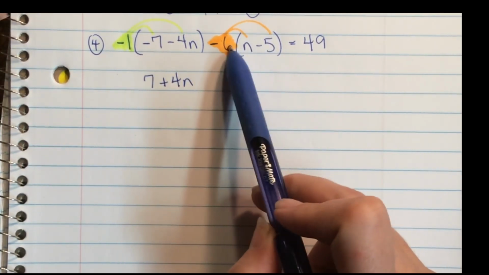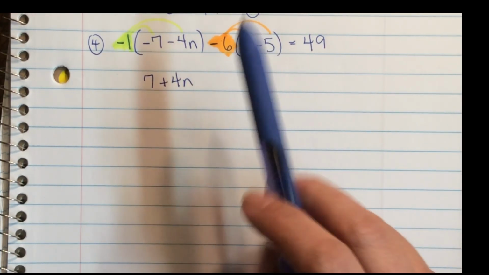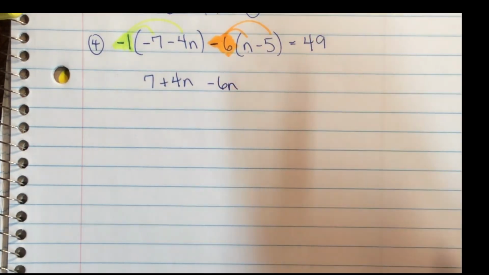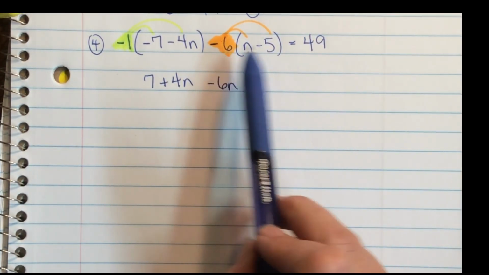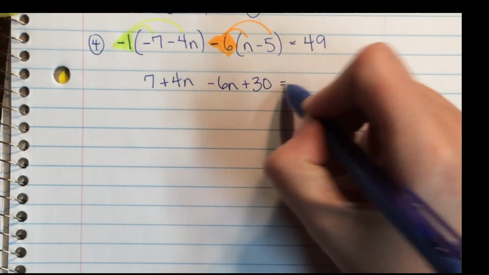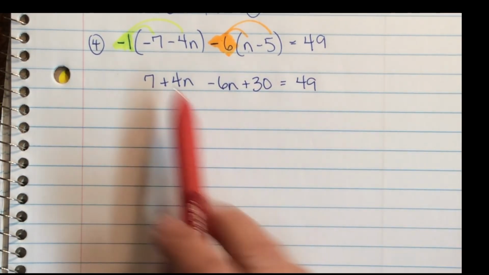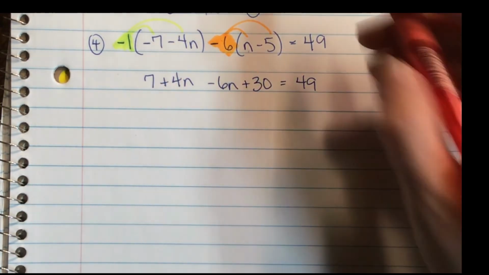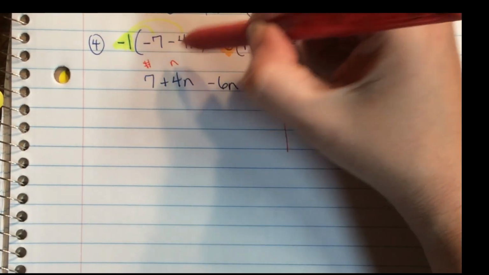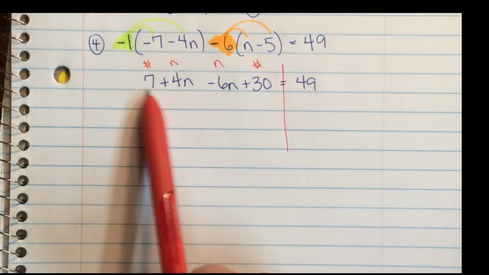Now the negative 6, not only is it going to change the sign, but it's also going to be multiplied by 6. So negative 6 times n is negative 6n. Negative 6 times negative 5 is positive 30. And now I have this that I have to clean up. I'm just going to label everything. I have a number, an n, and a number. So I have things that I can put together here.